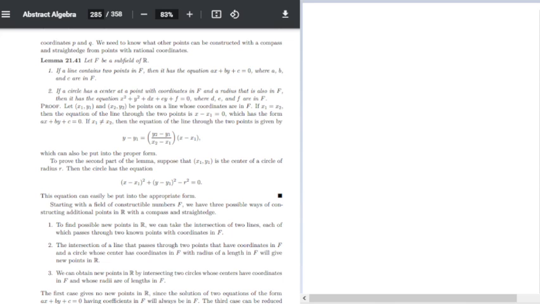If x1 equals x2, then the equation of the line through the points is x minus x1 equals 0, which has the form ax plus by plus c equals 0. If x1 is not equal to x2, then the equation of the line through the 2 points is given by y minus y1 is equal to (y2 minus y1) over (x2 minus x1), times (x minus x1), which can also be put into the proper form.